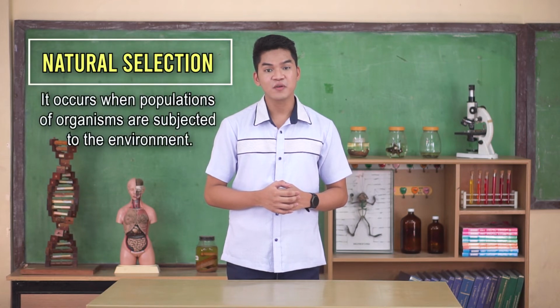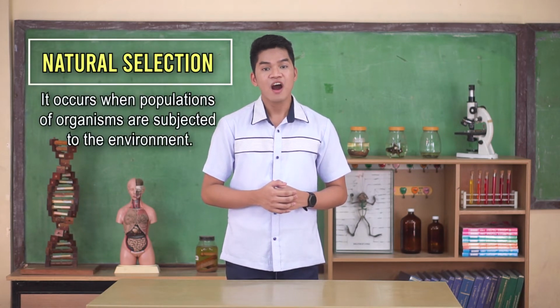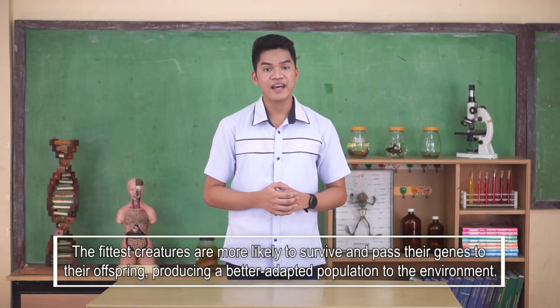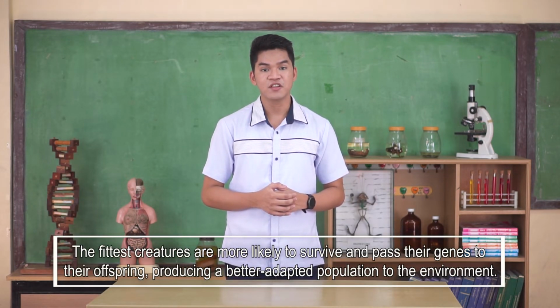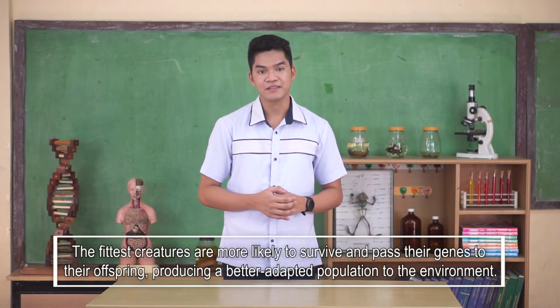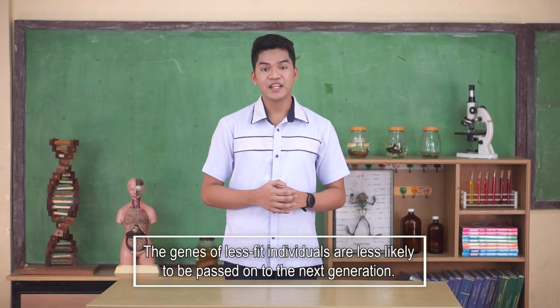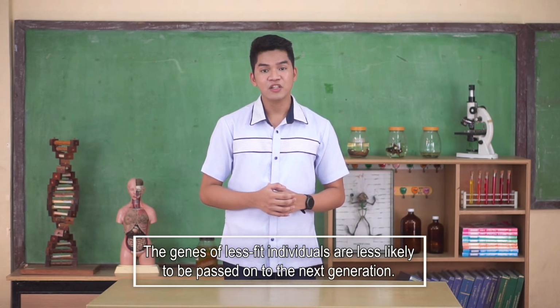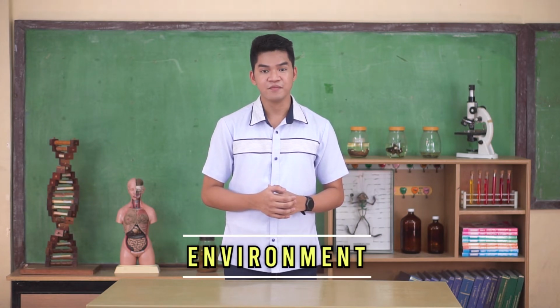Finally, the most famous mechanism of evolution. Natural selection occurs when populations of organisms are subjected to the environment. The fittest creatures are more likely to survive and pass their genes to the offspring, producing a population better adapted to the environment. The genes of less fit individuals are less likely to be passed on to the next generation. The important selective force in natural selection is the environment.